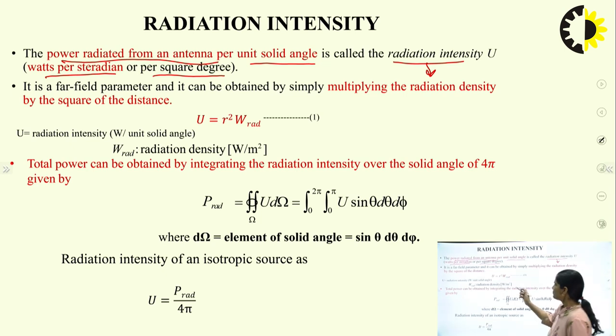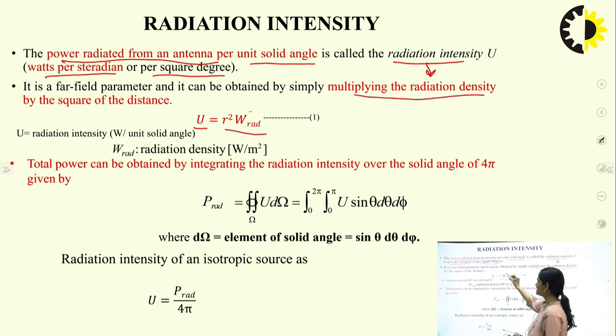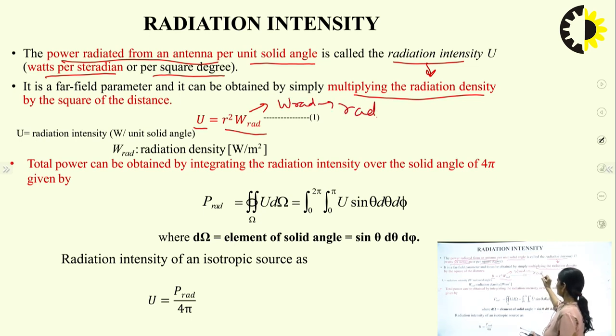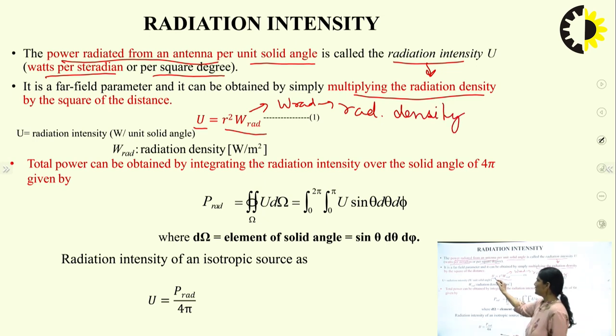How can you find it? Radiation intensity is denoted by U, that is equal to r squared W rad. It is the radiation density, represented by W rad, multiplied by the square of the distance, represented by r. So, U is equal to r squared W rad.